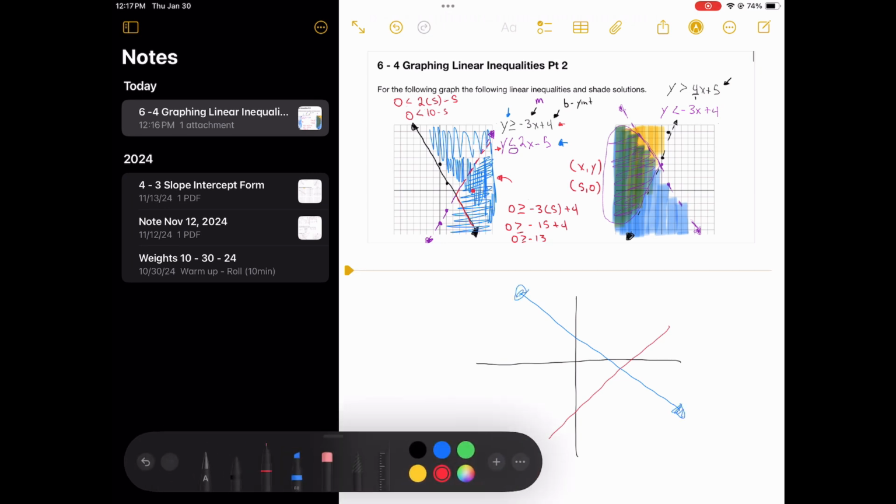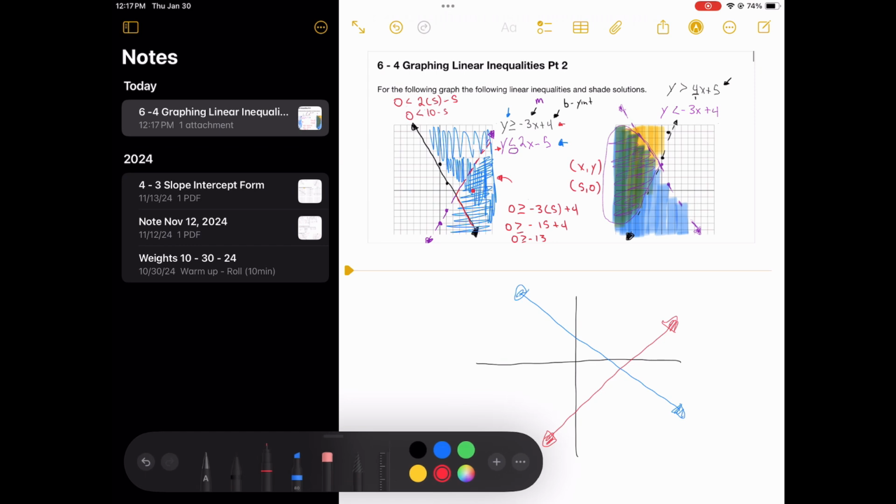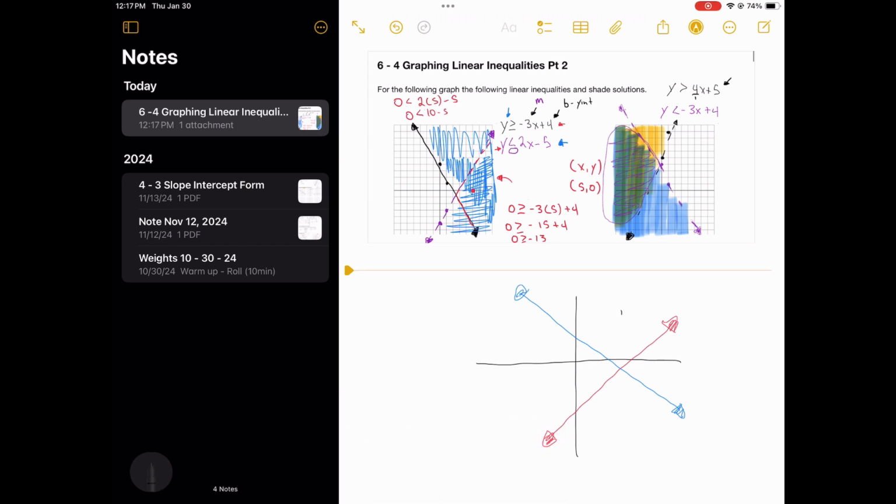Well, I can shade multiple areas, but my solution set is going to be in one of the 4 areas. It could be in this area, this area, this area, or this area right here. It cannot be in multiple. So these will always cross, and you will just select the correct area that the solution set is in.